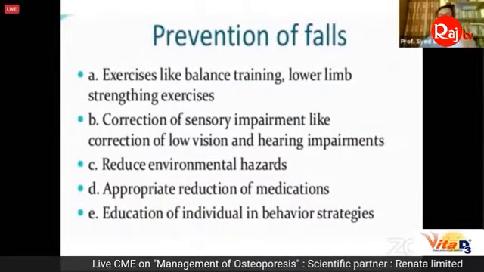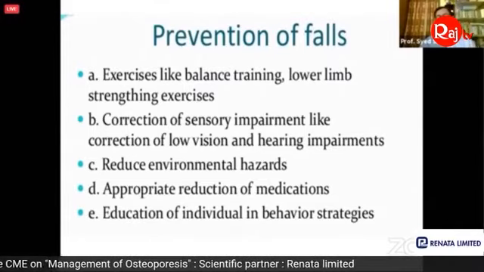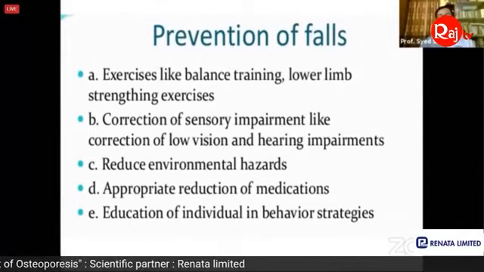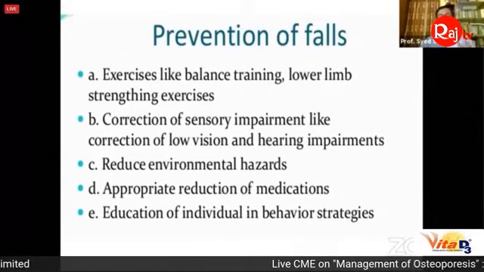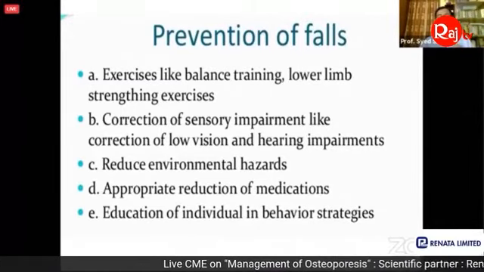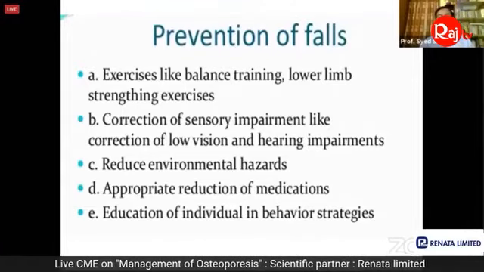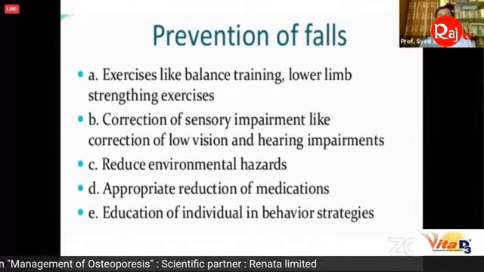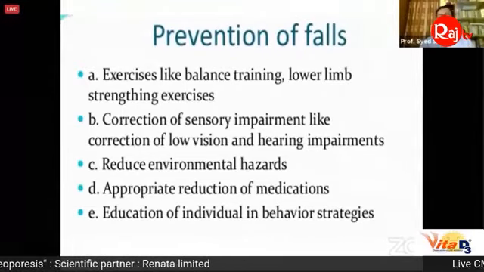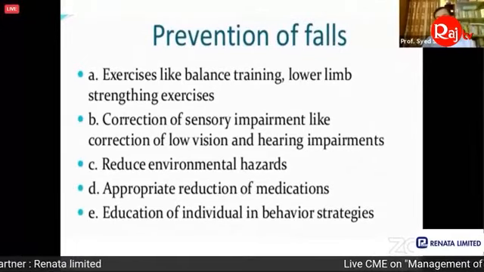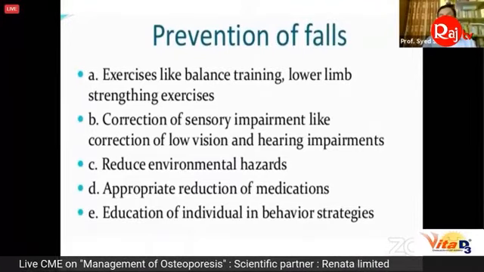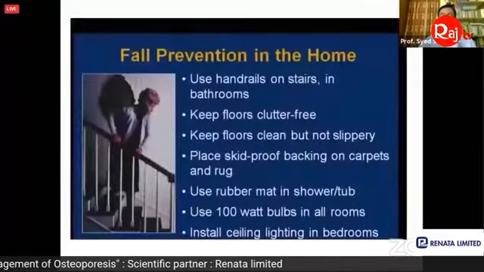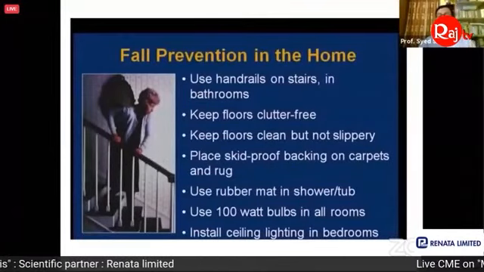Try to prevent falls in aged persons. How will you do that? Exercise like balance training exercise and lower limb strengthening exercise; correction of sensory impairment, like correction of low vision and hearing impairment; reducing environmental hazards; appropriate reduction of medications which can provoke falls; appropriate education of the patient; and you can make some arrangements in your home.